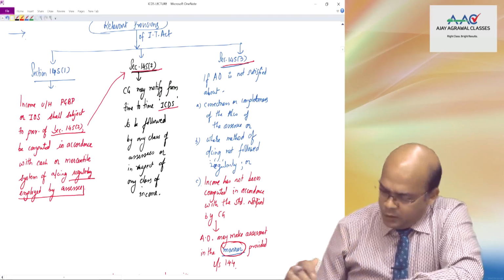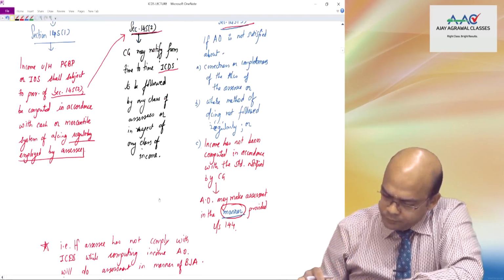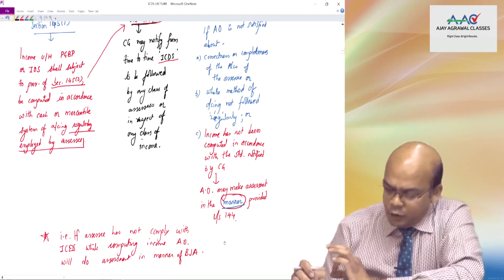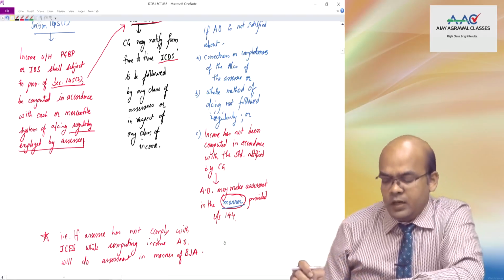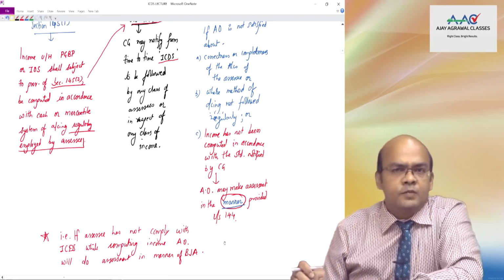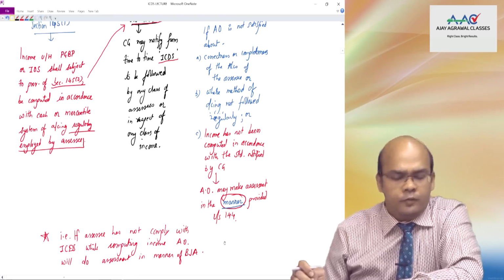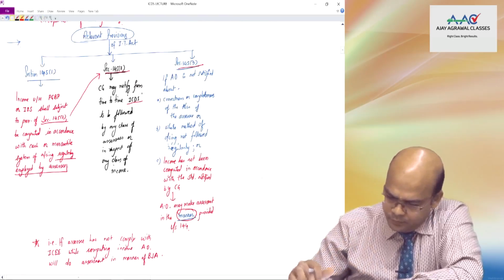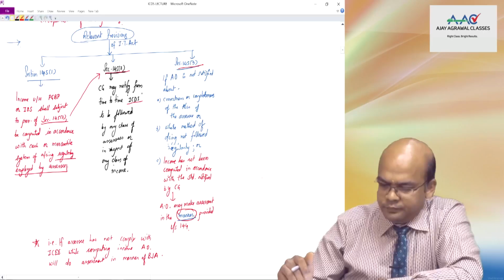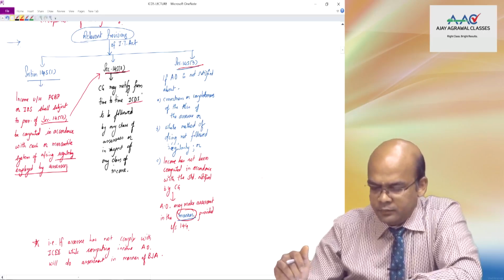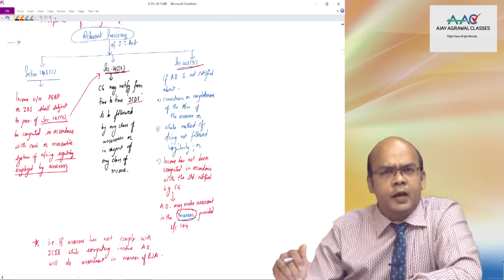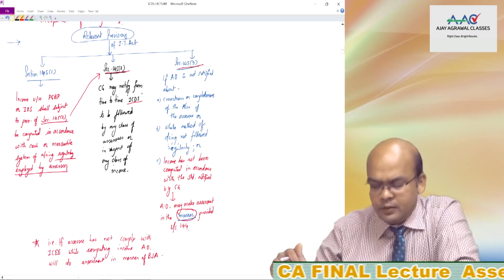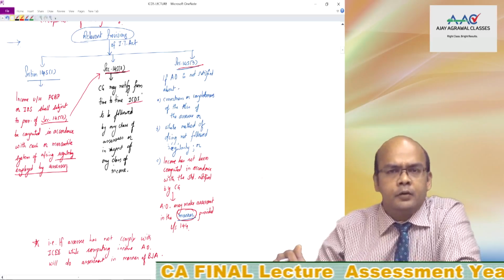Got this? Now, that is, if SSE has not complied with ICDS while computing the income, AO will do the assessment in manner of best judgment assessment under section 144. Fine? Now, this we have already written in our regular lecture. Fine. But some students may not have that lecture, so you can pause the lecture, note down it.